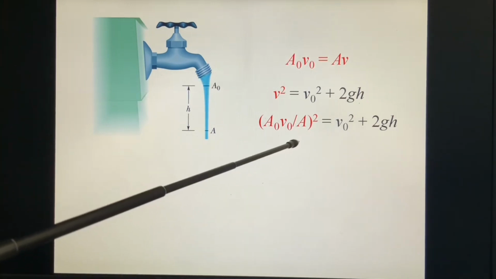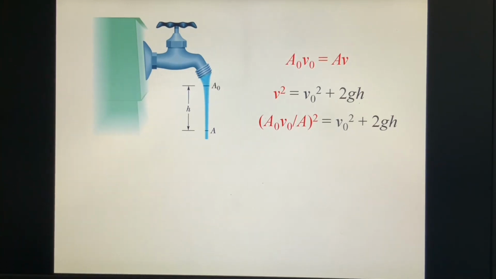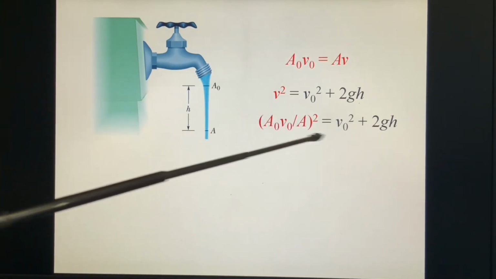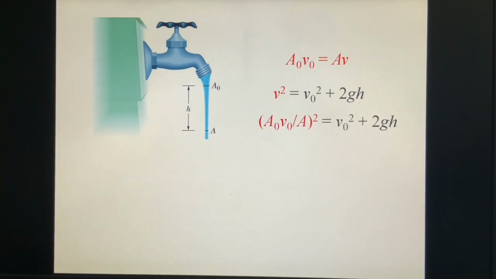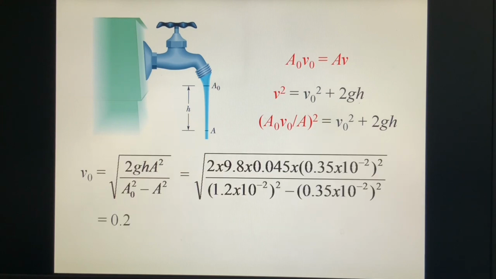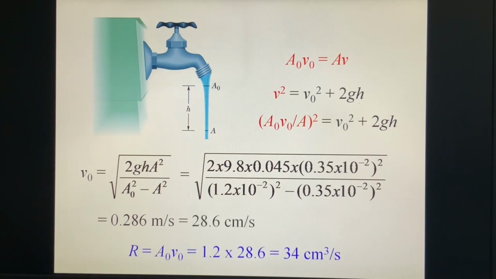In this case, we know A0, we know A, we know h, so we can find v0. Let's get v0. Once we get v0, we can get this one, A0 v0. In 1 second, you have 34 cubic centimeters.